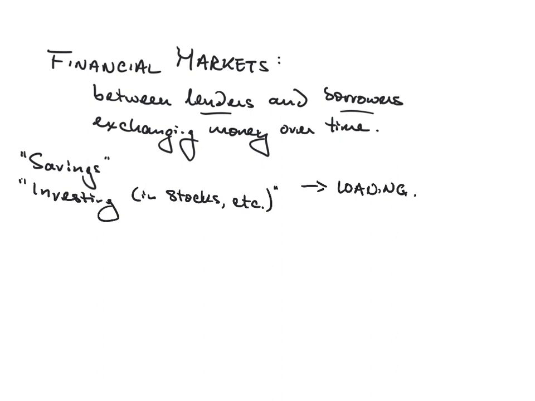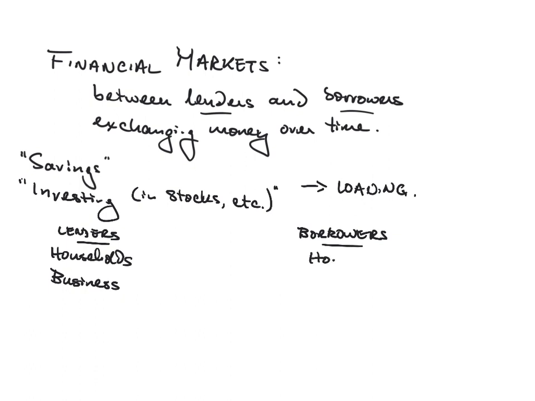Okay, and really there are a handful of groups that loan money, but especially households, some businesses, firms loan money. So these are the lenders. And then the borrowers include the same groups, households, businesses. And the one group that is a borrower and rarely a lender is the government. Loves to borrow money from people.